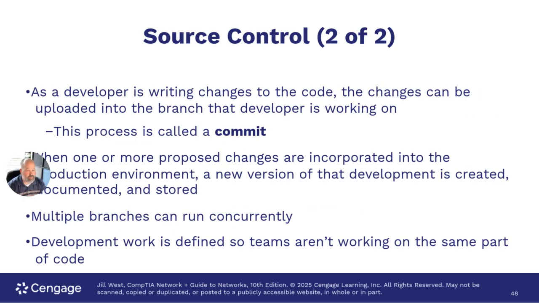And when developers upload changes to their branch, it's called a commit. That's like saving your progress in a video game. When changes get incorporated into production, a new version is created and documented. Multiple branches can run concurrently, and development work is coordinated so teams aren't stepping on each other's toes. It's like having multiple editors working on different parts of a magazine simultaneously.